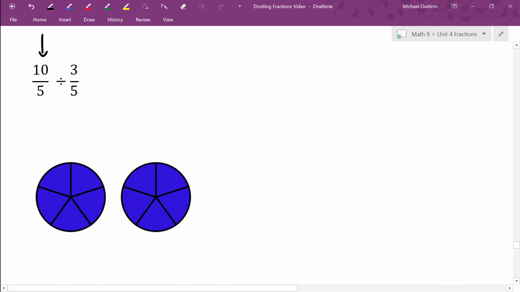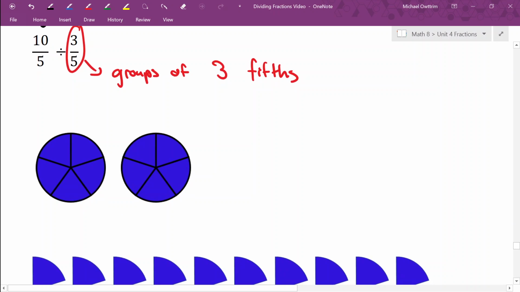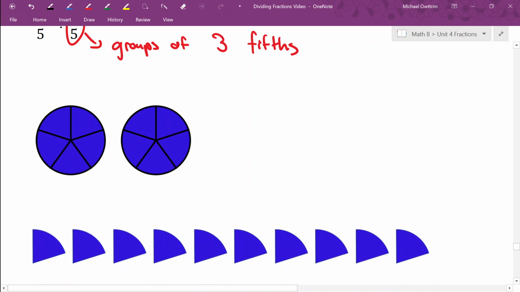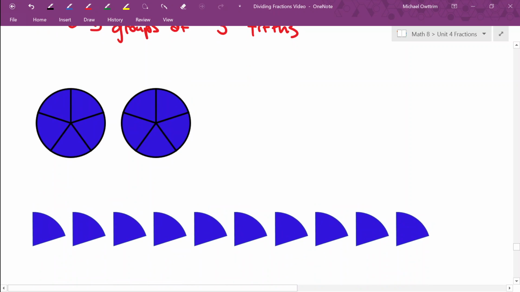So now that I have my 10/5, I'm going to need to go ahead and split them up into groups of 3. And I'm writing out the word fifth instead of the 5 on the bottom to remind you that the 5 on the bottom is just telling us the shape of these parts. They're fifths. So what I've done here is I've kind of broken up my circles and I've drawn out the 10/5 that I have in those circles. You know, obviously 1, 2, 3, 4, 5, 6, 7, 8, 9, 10 I've drawn. So I still have the same number of fifths here. And I want to make groups of 3 of those at a time.